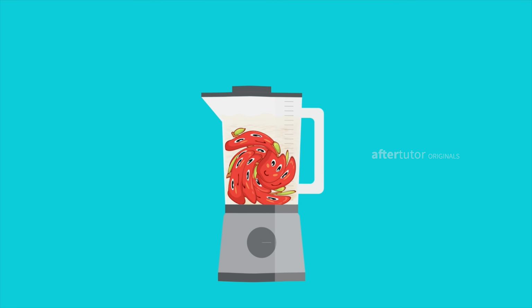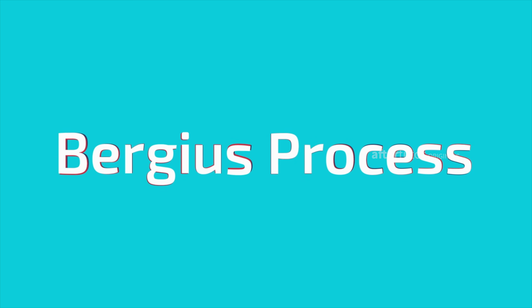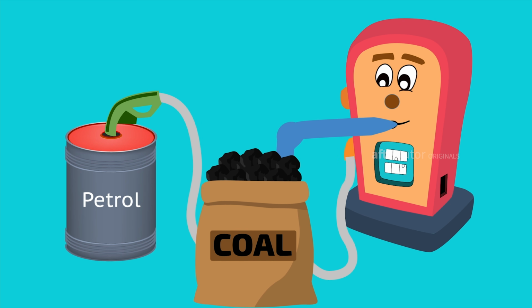Do you know about the first commercially available liquefaction process? The process is called the Bergius Process, through which petrol can be artificially prepared from coal.